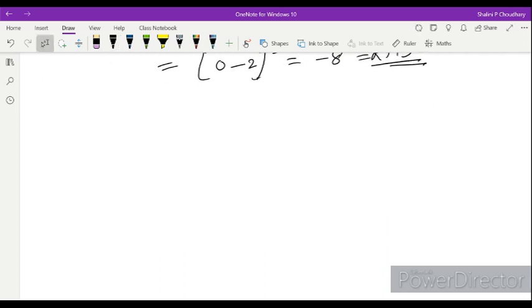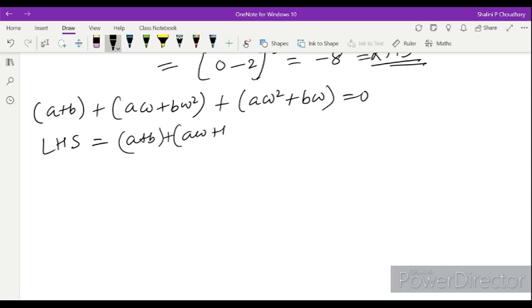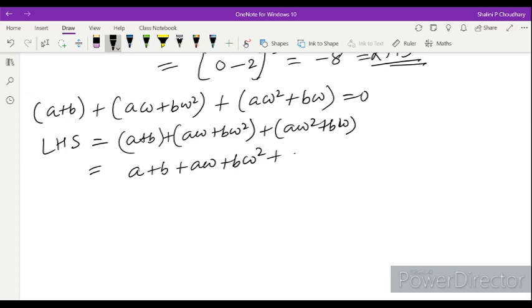One last question we'll do. A plus B plus A omega plus B omega square plus A omega square plus B omega is equal to 0. You have to prove this. So we'll take LHS, and that will be equal to A plus B plus A omega plus B omega square plus A omega square plus B omega. Now we'll take A common.